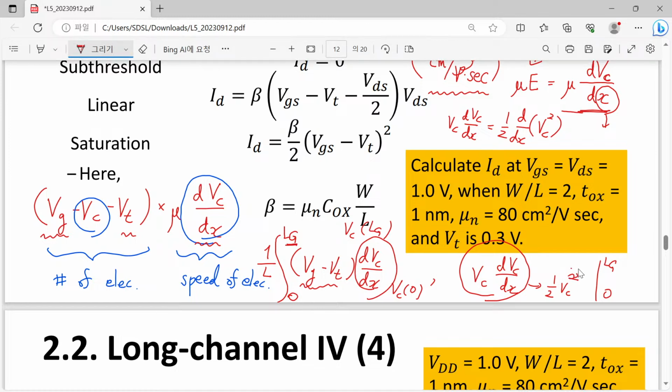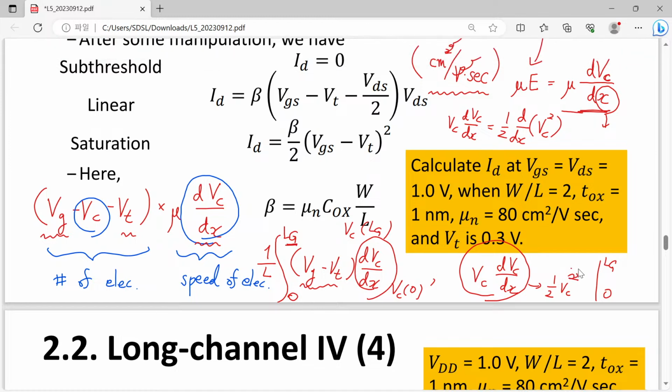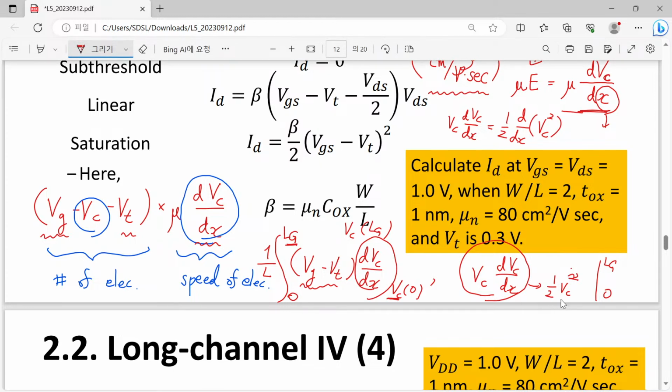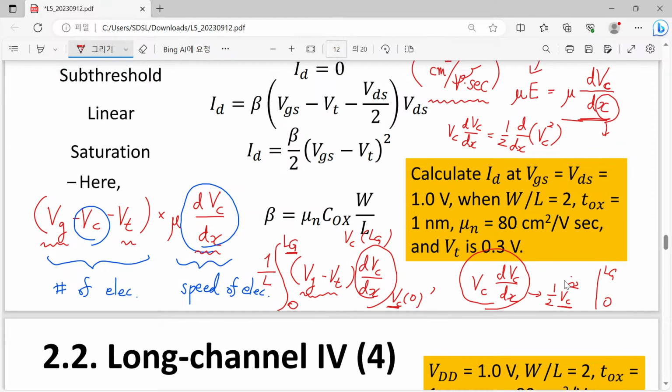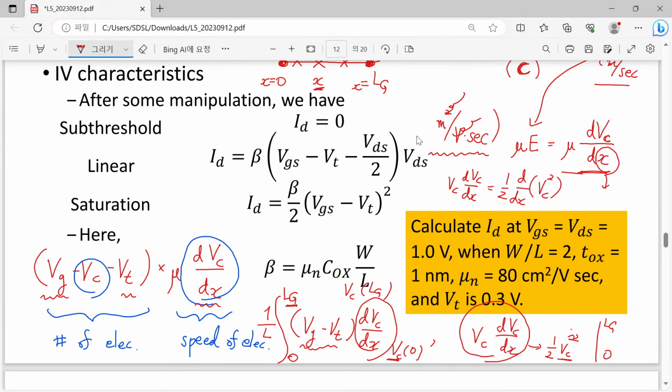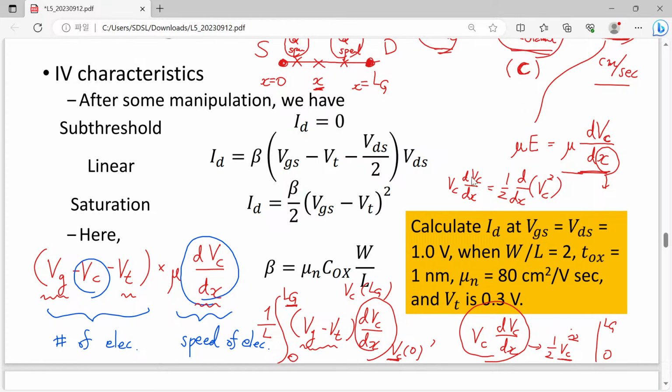So now you have these two terms. You will immediately understand your current will have two terms. One term is linear to your potential, and another term is quadratic to your potential. So now when we finish all of this intermediate calculation, then you have this linear mode expression for our current. Please have a look at it.